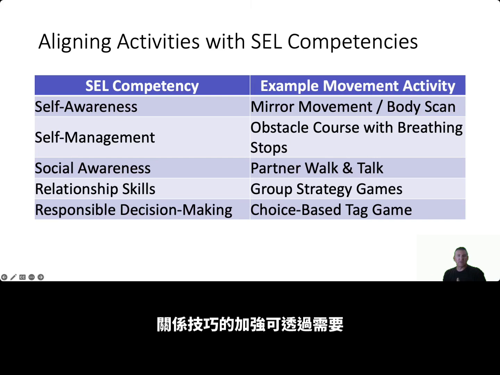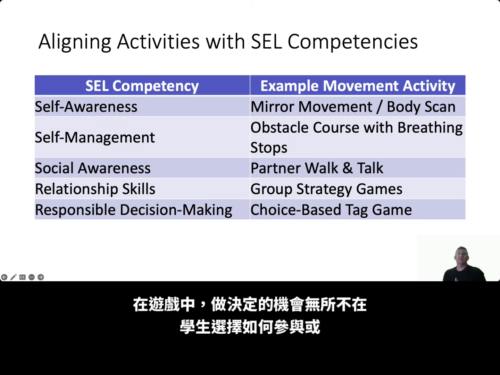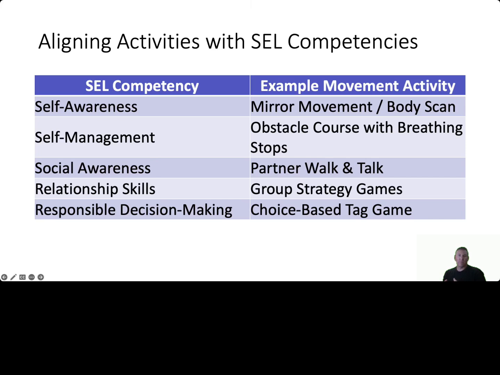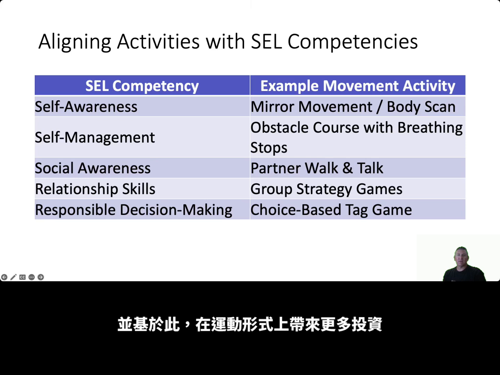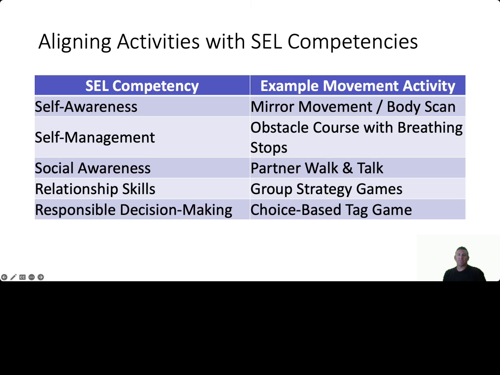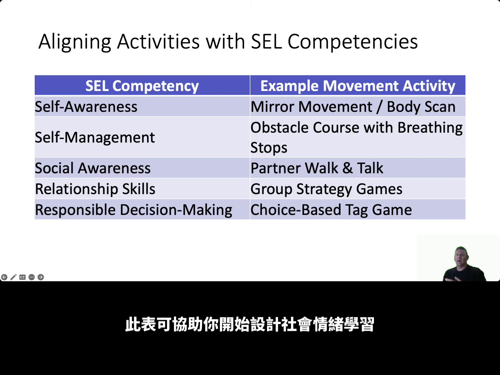Relationship skills are strengthened through team challenges that require planning and communication. Here we see cooperation and teamwork flourish. Decision-making thrives in games where students choose how to participate or how to adapt their role. Here, we're providing an option for empowerment, and with greater empowerment comes greater investment in the movement form. This table can help you start designing social emotional learning as an entry point to your movement activities.